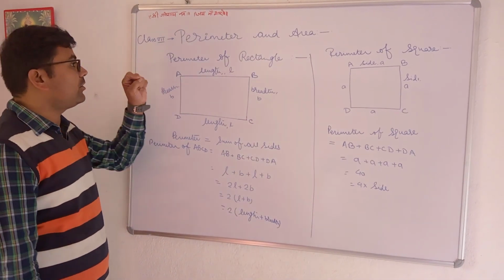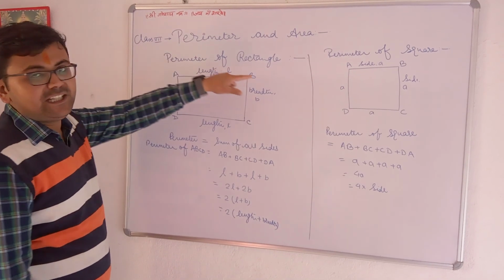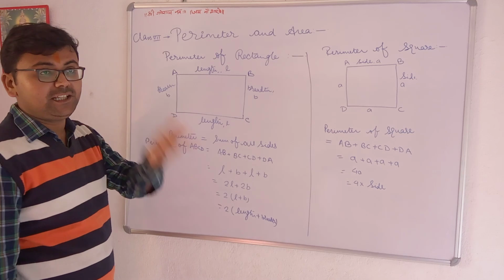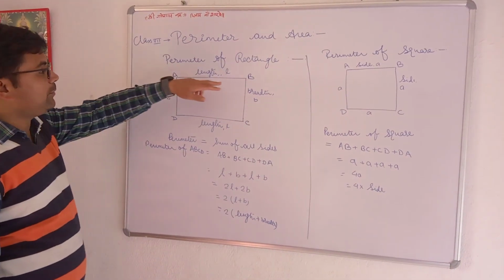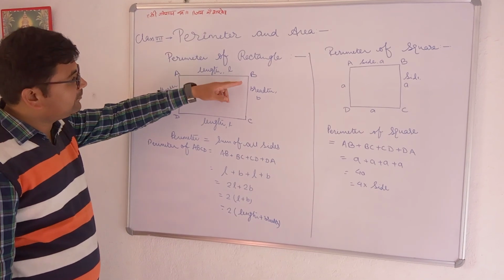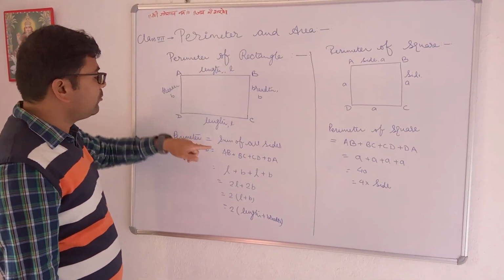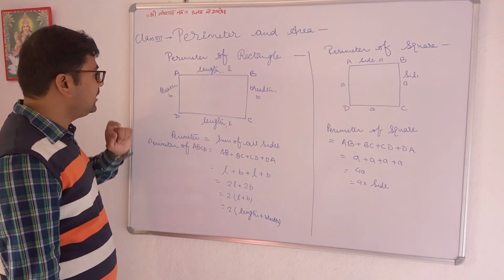Okay, then first of all we have taken the example of a rectangle. Suppose ABCD is the rectangle, and we know that in any rectangle opposite sides are equal. Therefore, here length AB equal to L and the breadth is BC, that is B. So AB equal to CD and BC equal to AD.